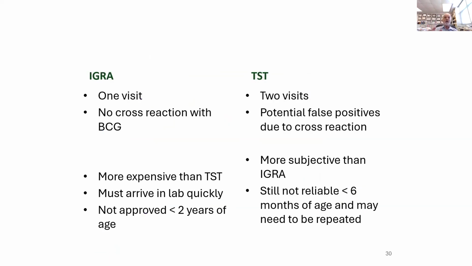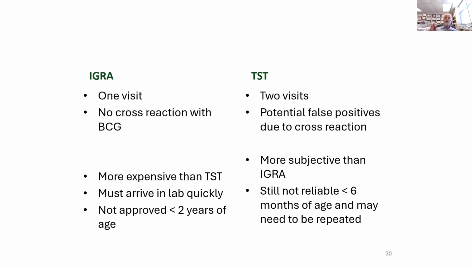So here's the advantage. The QuantiFERON is one visit. There's no cross-reaction. So they could have been exposed to BCG, they could have had atypical TB, but the interferon produced is specific for TB, because those cells have been exposed to TB. It is more expensive, and you have to take it to the lab at the appropriate time, because if you let it sit on the counter, you can get a false positive. And it's not approved for less than 2 years of age because those kids don't have mature lymphocytes. So it's basically the test I use 100% of the time.